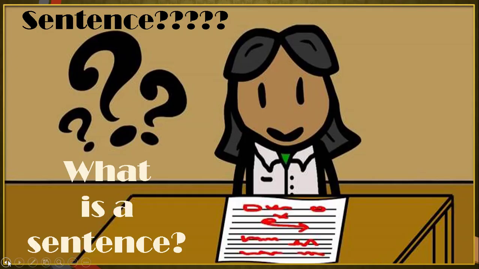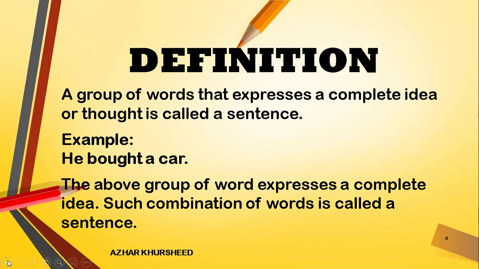First things first. Before knowing kinds of sentences, one must know what a sentence is. So the question arises: what is a sentence? Here comes the answer, the definition of a sentence. A group of words that expresses a complete idea or thought is called a sentence. Example: He bought a car. The above group of words expresses a complete idea. Such a combination of words is called a sentence.